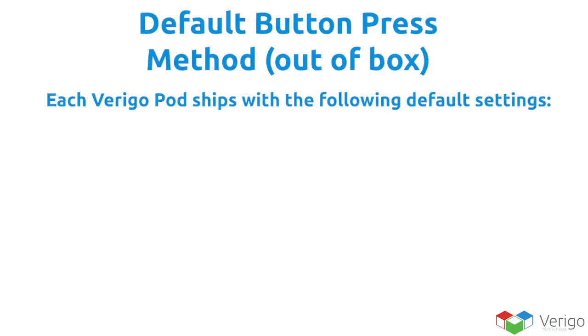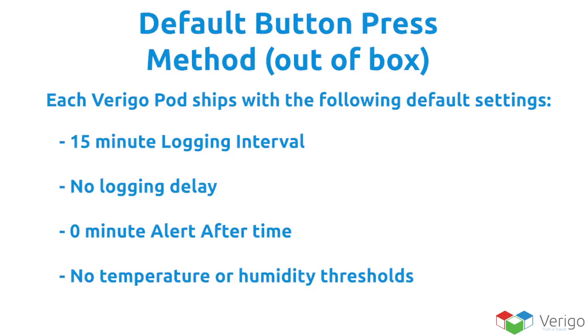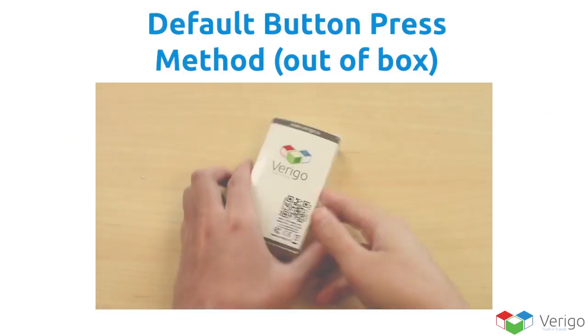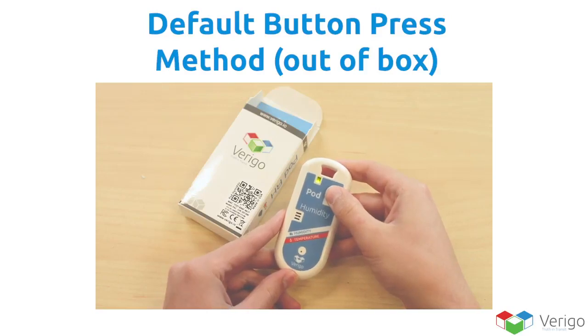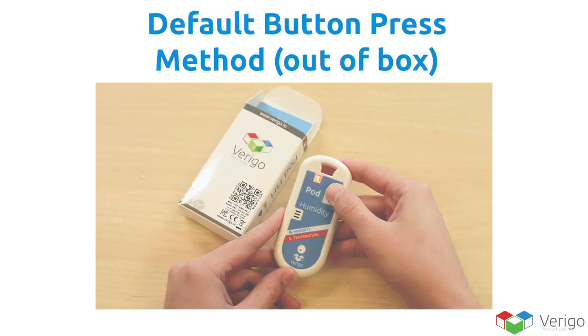Each VERIGO pod is shipped with default characteristics built in, so users can immediately begin logging data without the need to write custom settings to the pod. Pods started using the default button press method will log a point every 15 minutes and do not have temperature thresholds. Users simply hold down the Bluetooth button for 5 seconds, then release. A chime will ring indicating that the device has been activated and has started logging.